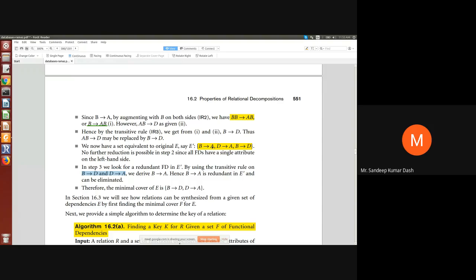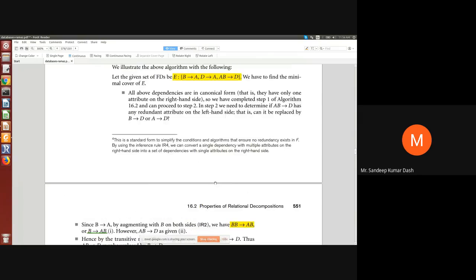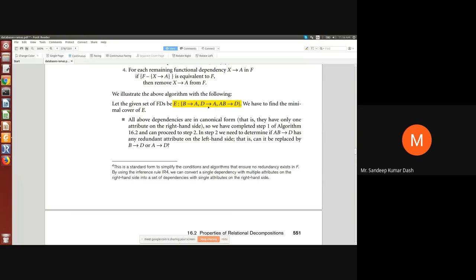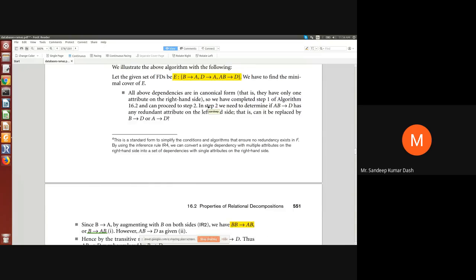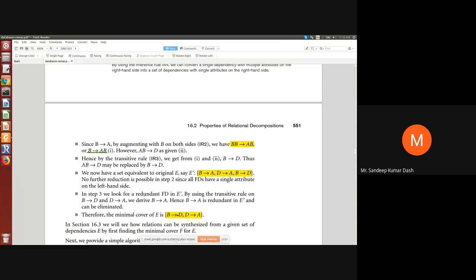So this one is already getting derived from these two. So this one is not required, because you can always get this functional dependency from these two. So remove this one. So finally you will be having only these two functional dependencies. Okay, you started with this one. You are trying to find the minimal cover. This is the minimal cover.